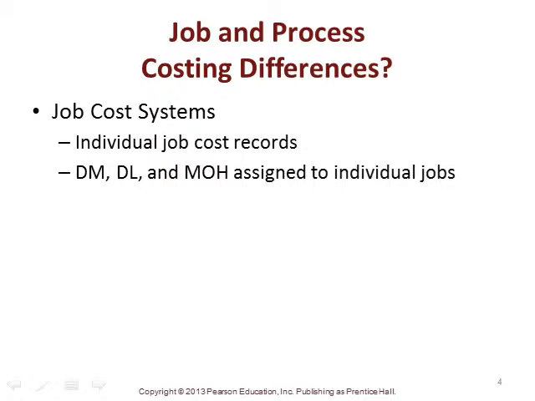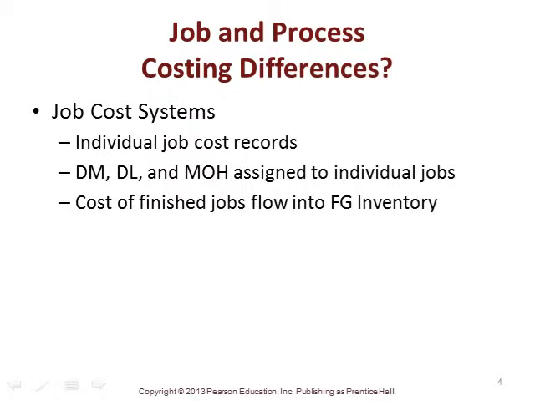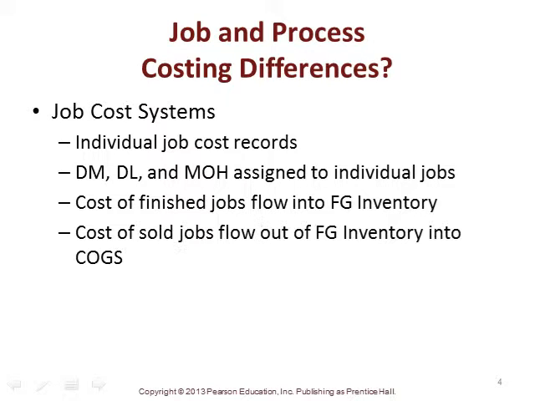We say direct material, direct labor, and manufacturing overhead are assigned to individual jobs. So if I'm looking at a job ticket, I know exactly how much of those individual components of raw materials, that's direct material and direct labor, and how much manufacturing overhead got assigned to that specific unit of production. And then once we finish the product, we know what the cost associated with that individual unit is, and that flows into my finished goods inventory.